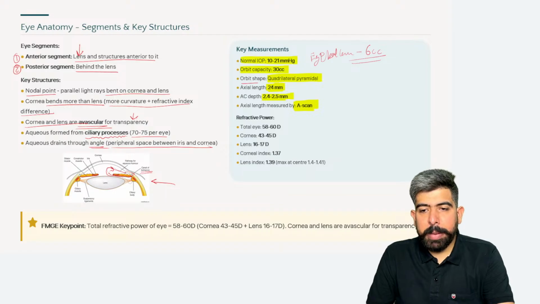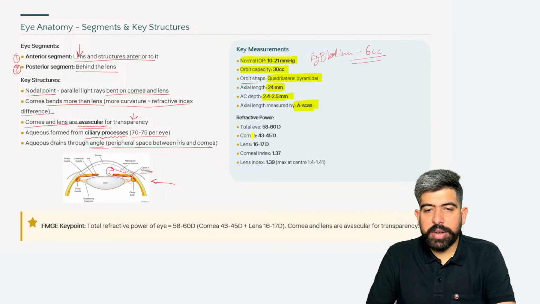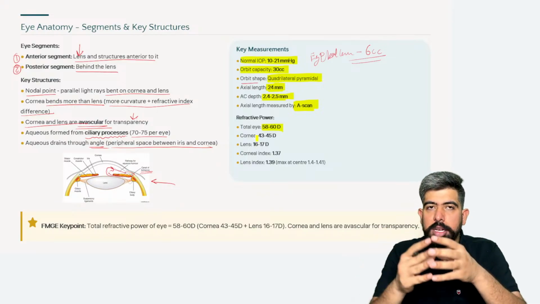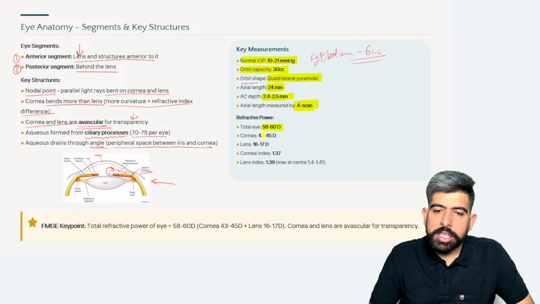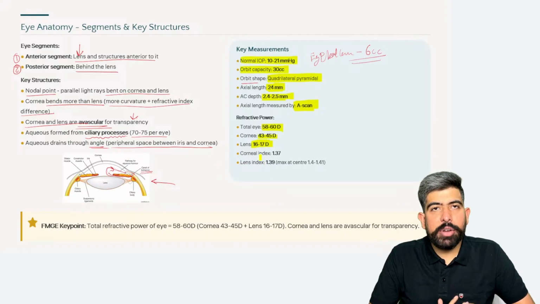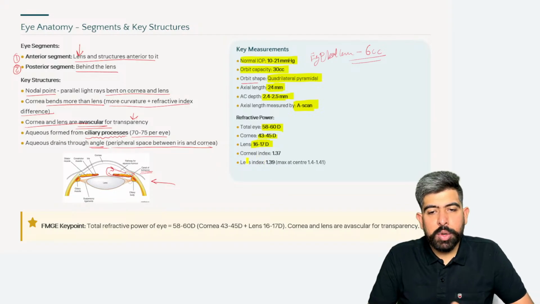Now, for the refractive powers, you have to remember the values of such refractive power. Total eye refractive power is 58 to 60 diopter, right? What does it consist of? Like total eye power तो दो lens और cornea दोनों का मिलाकर होगा. So the cornea contributes 43 to 45 diopter, right? And 16 to 17 diopter from the lens, right? So the total of it, 58 to 60 diopter, is the total eye power.